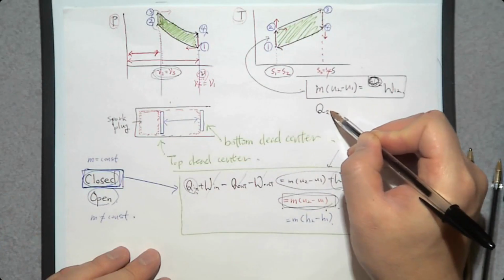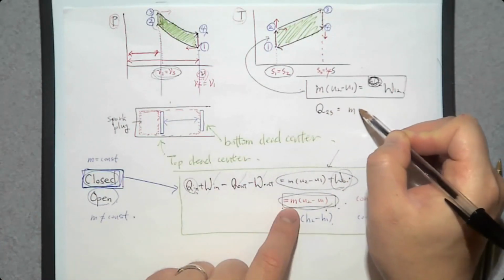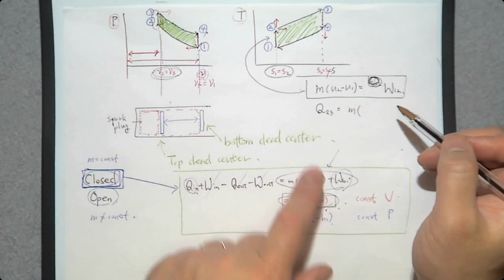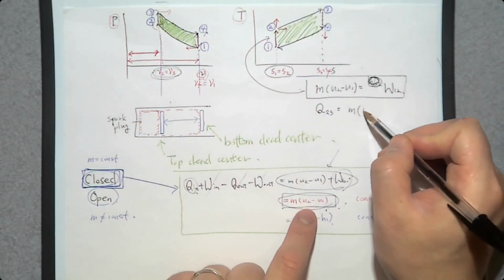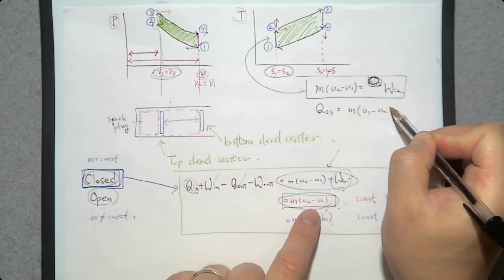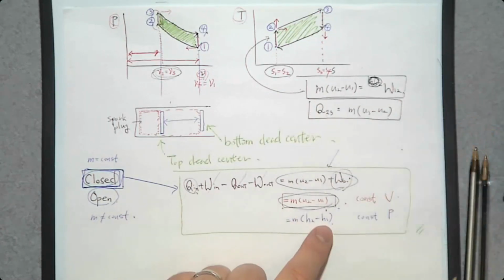So let's say Q23 is going to be mass times U2 minus U1. This is the process from 2 to 3, so we can say U3 minus U2. So that is the energy balance equation between 2 and 3.